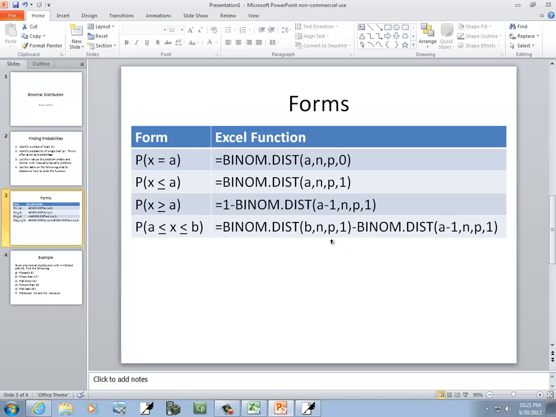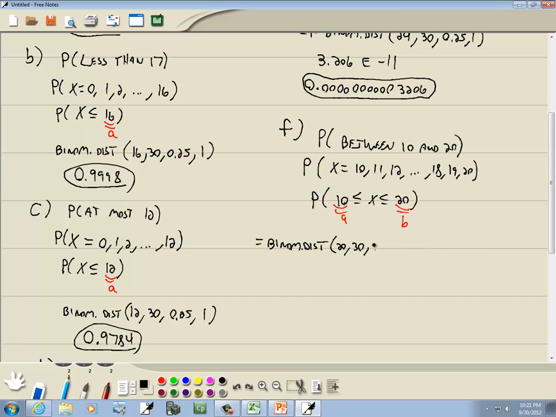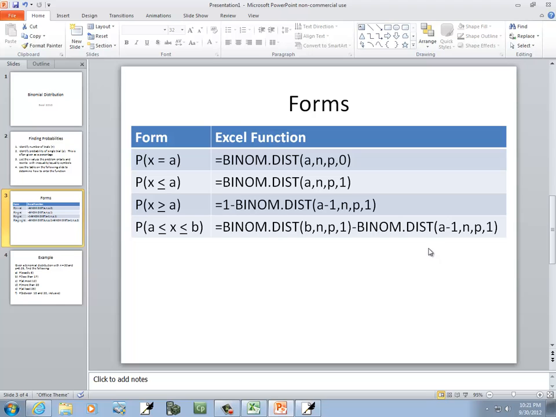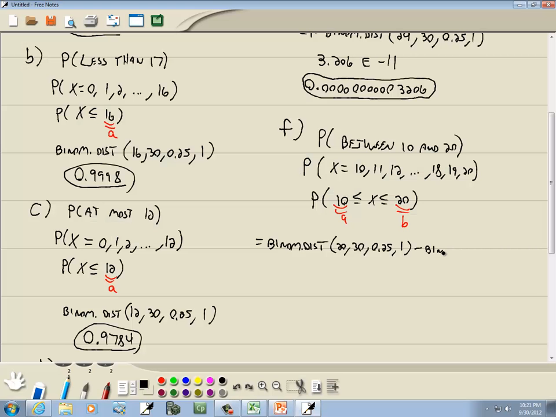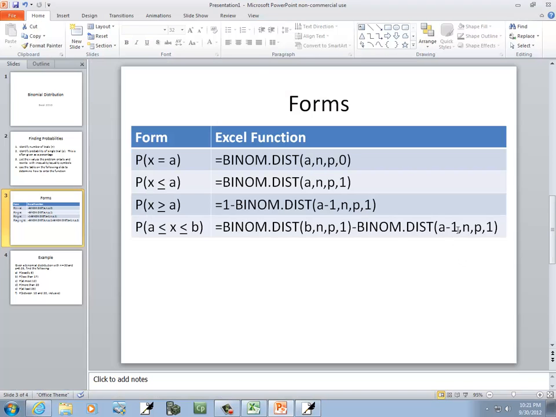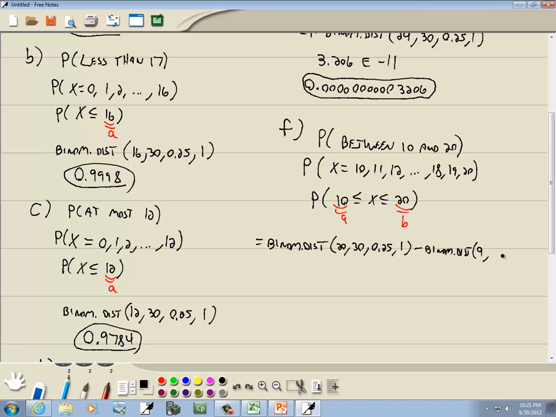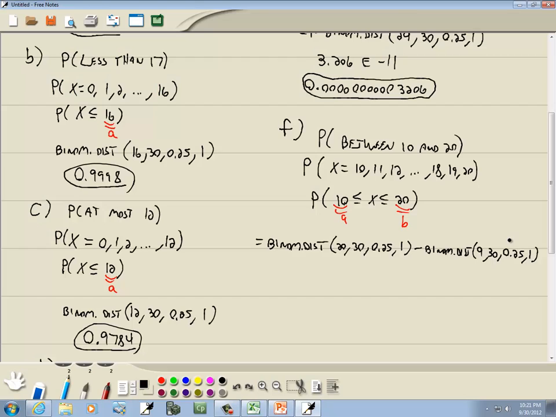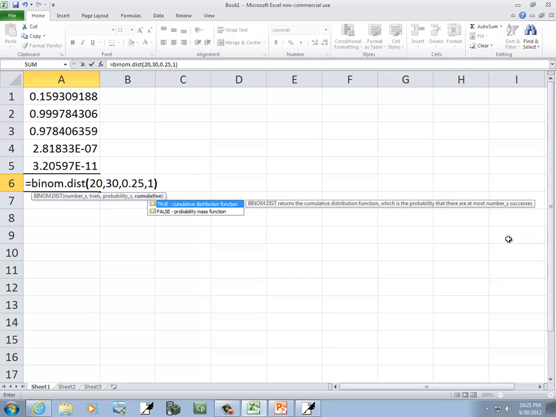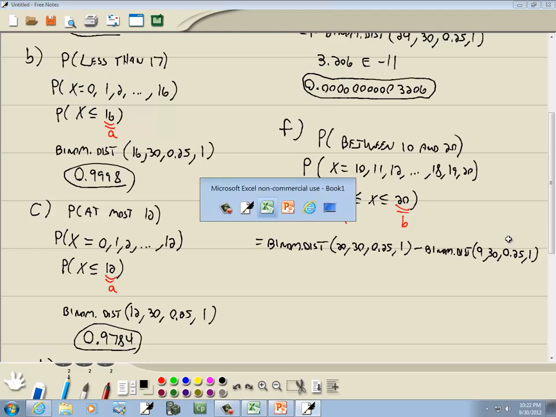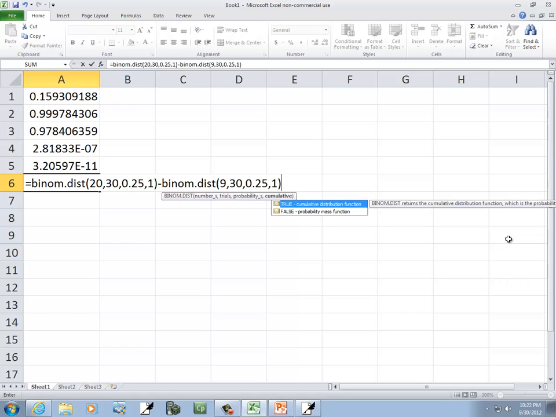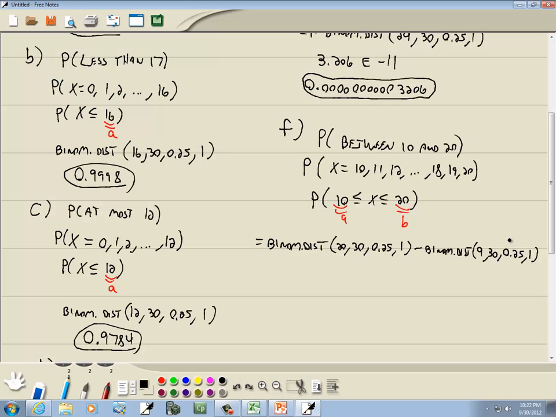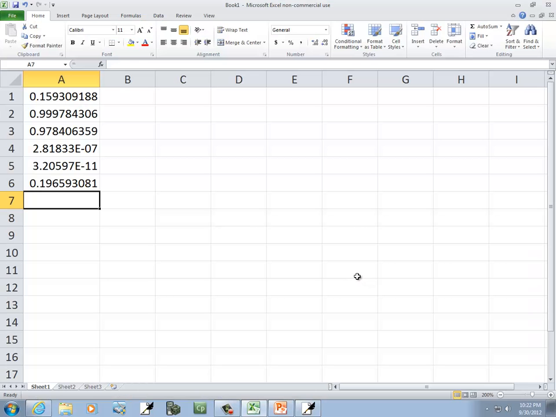So our formula equals binom dist B, which is 20, N, which is 30, P, which is 0.25 and 1, minus then binom dist and then it says A minus 1. Well, A was 10, so 10 minus 1 gives us 9, and then 30, and then 0.25, and then 1. So let's go put that in. So equals binom dist 20, 30, 0.25, comma 1, minus binom dist 9, 30, 0.25, and 1, and then close parentheses, and then enter. And that gives us our probability, which would be 0.1966.